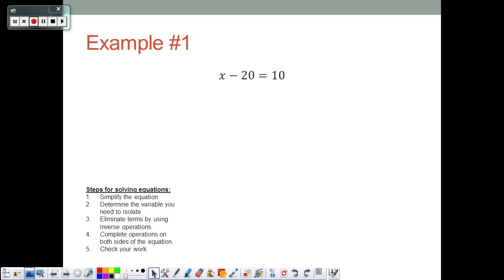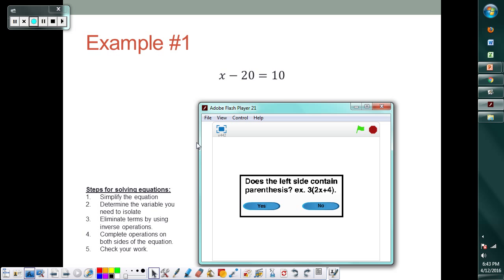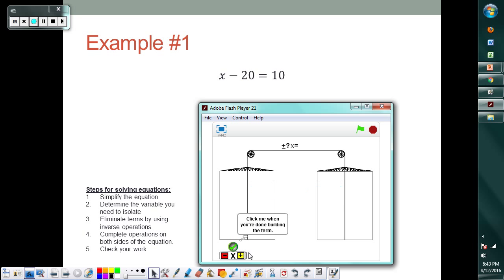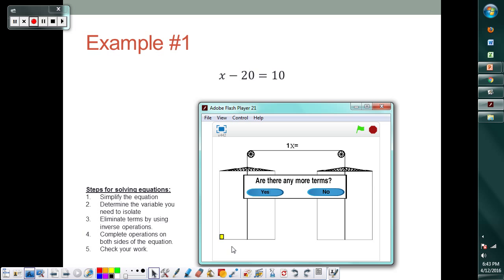So let's look at our first equation here. x minus 20 equals 10. I'm going to go ahead and pull up the application, and it's going to start by walking me through a few questions to begin with. Does the problem contain parentheses? In this case, no. Is there any division? No. Does my first term have a variable? Yes, it does. It's got an x. So I add an x there, and then I click the green check mark.